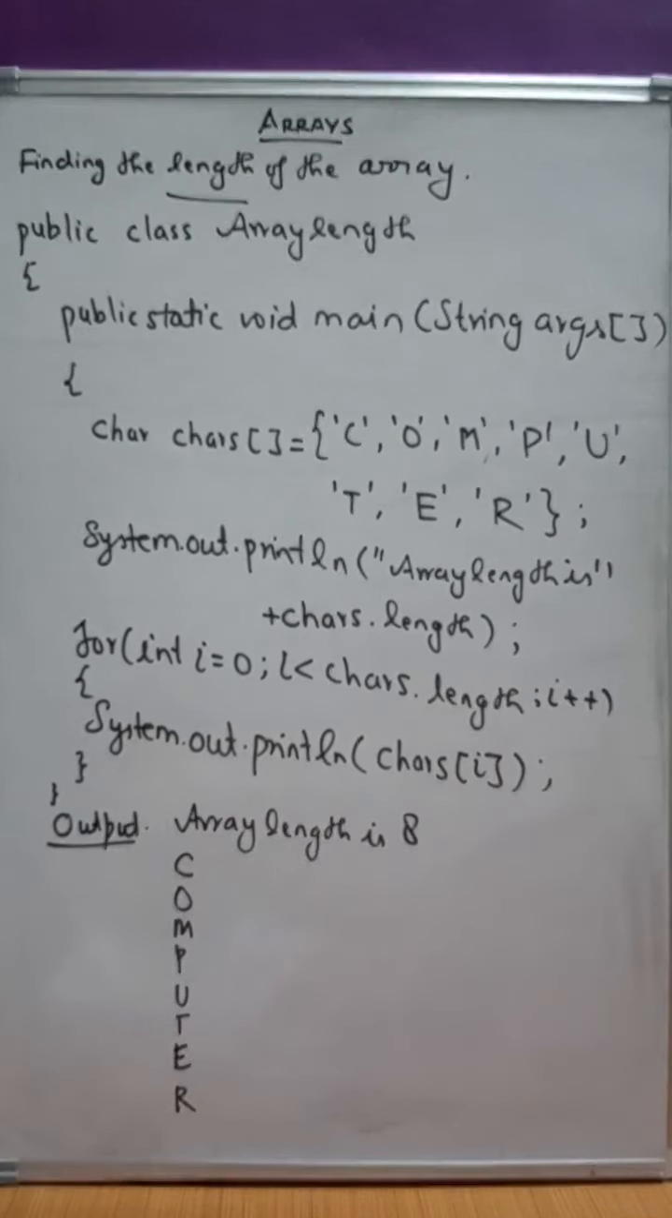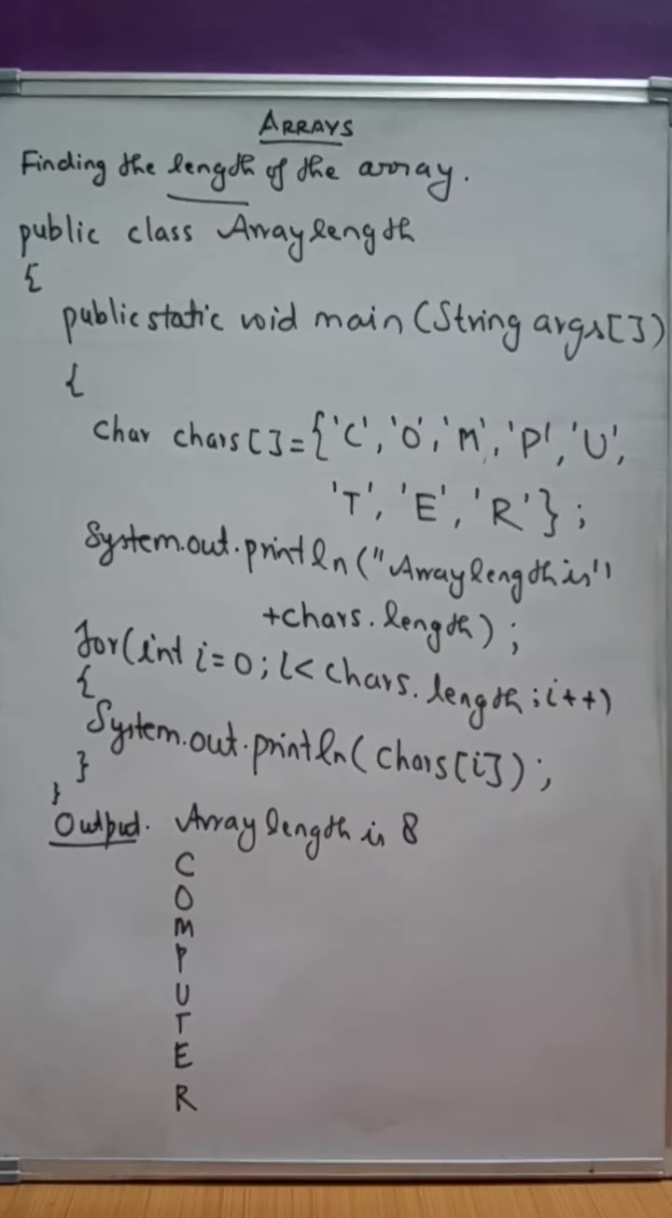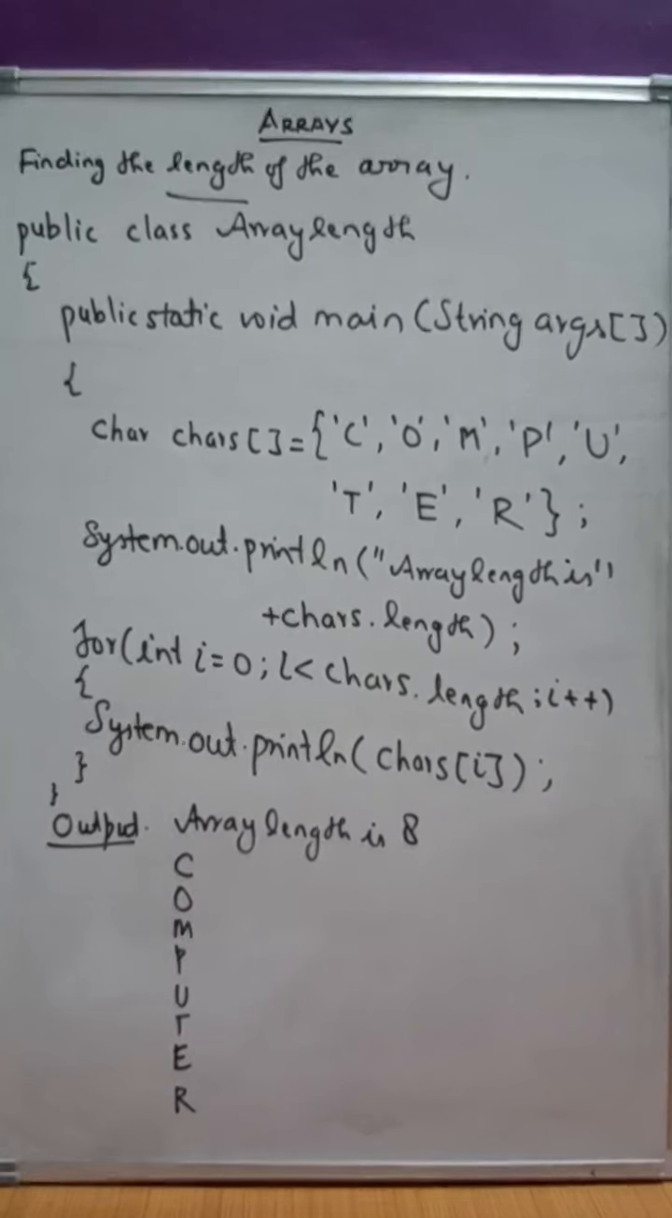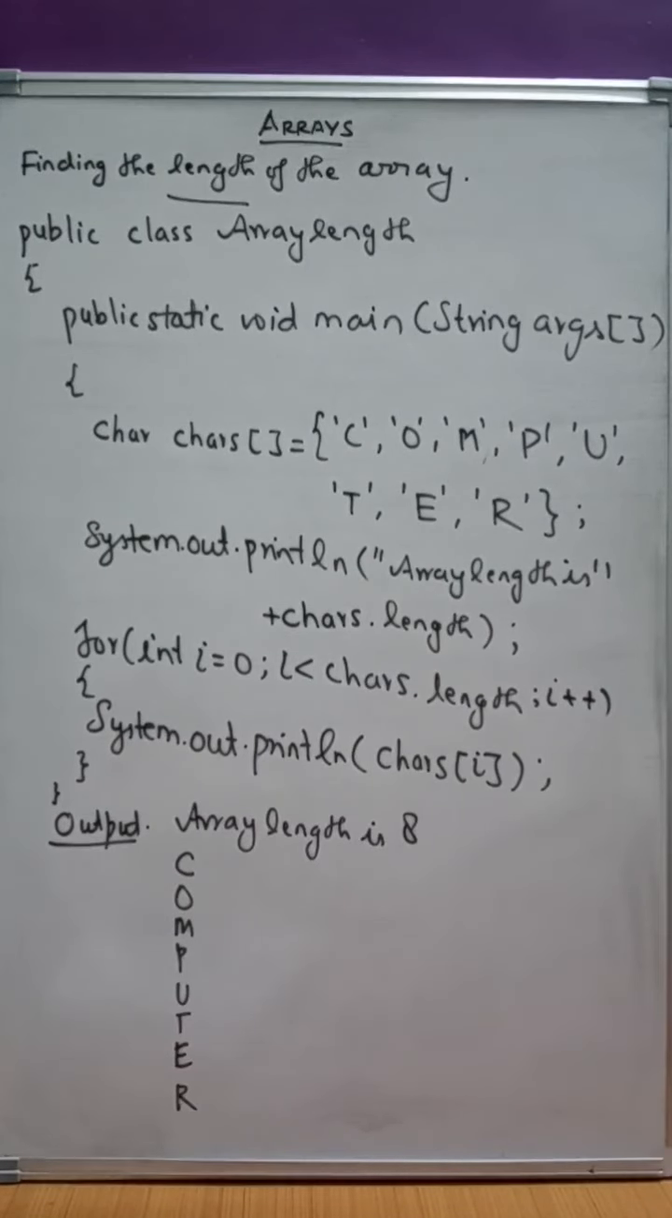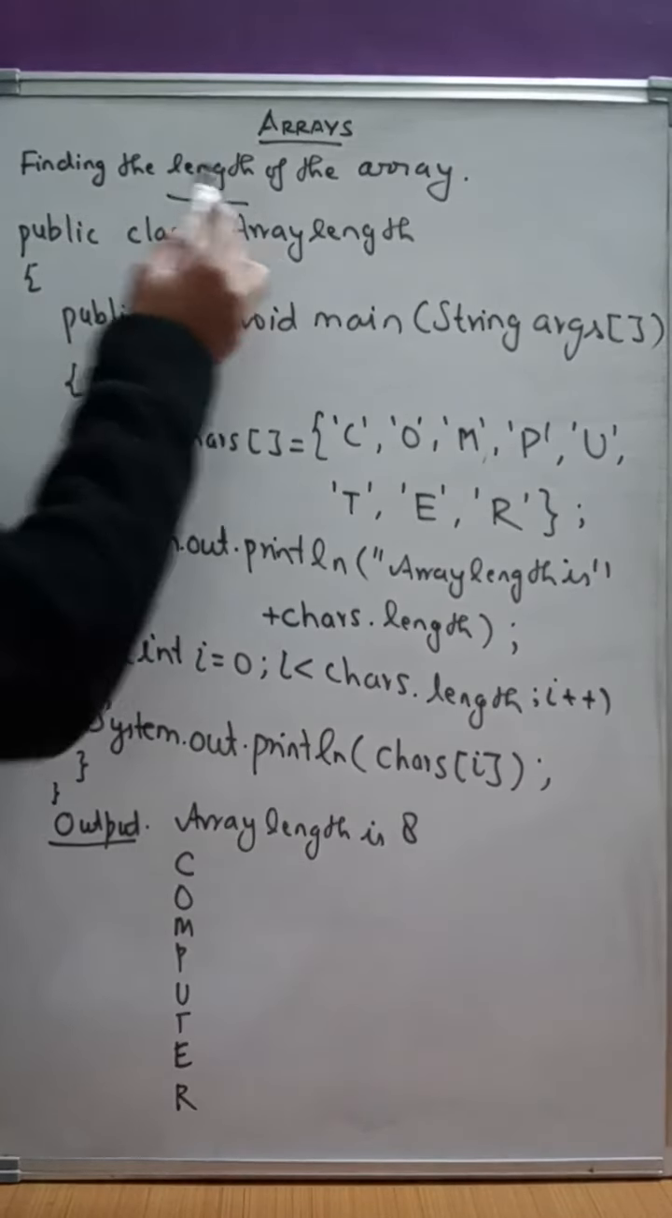Now today we will be discussing one more property. In the earlier class I also discussed one property of arrays, that is out of bound indices. There we discussed that if we try to access a value at an index number which is not available in the array, the out of bound indices error occurs. Now in this class we will discuss finding the length of the array.